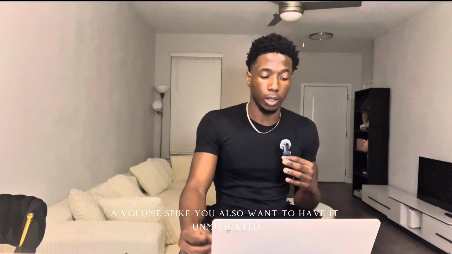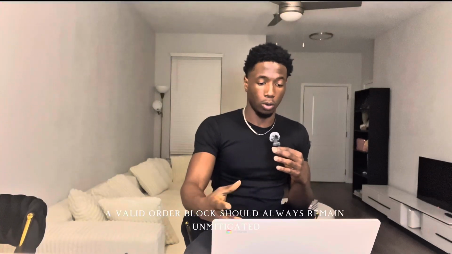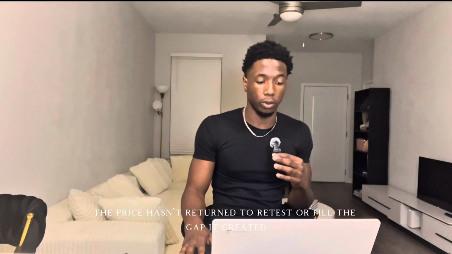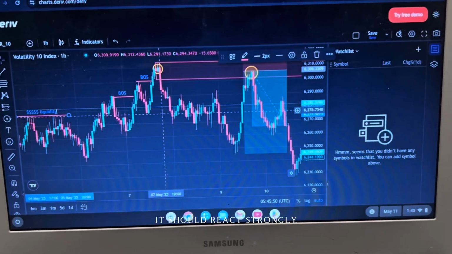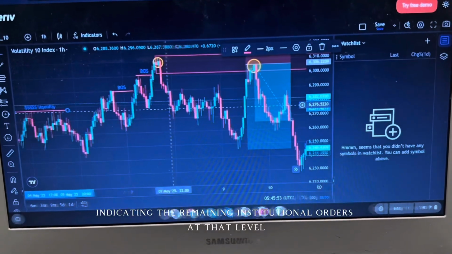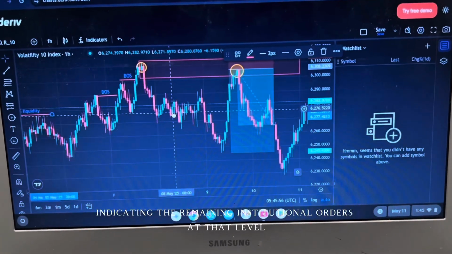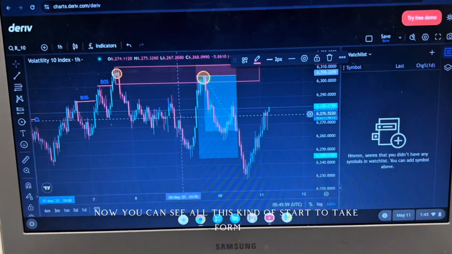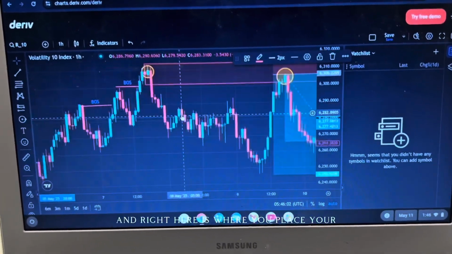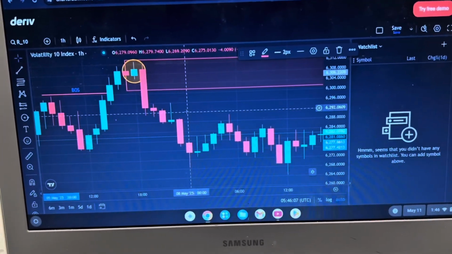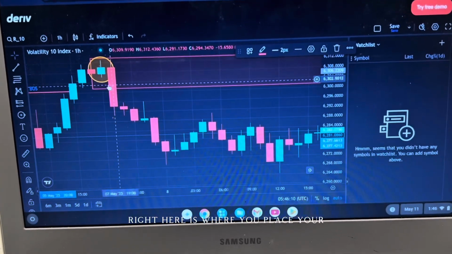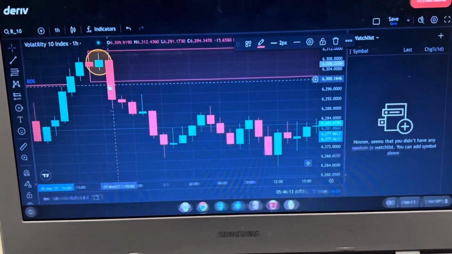You also want to have it unmitigated. A valid order block should always remain unmitigated, meaning the price hasn't returned to retest or fill the gap it created, like we see right here. When the price revisits the unmitigated block, it should react strongly, indicating the remaining institutional orders at that level. Now you can see all this kind of start to take form, and right here is where you will place your short position.